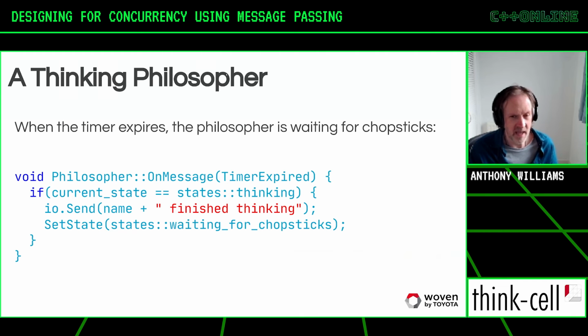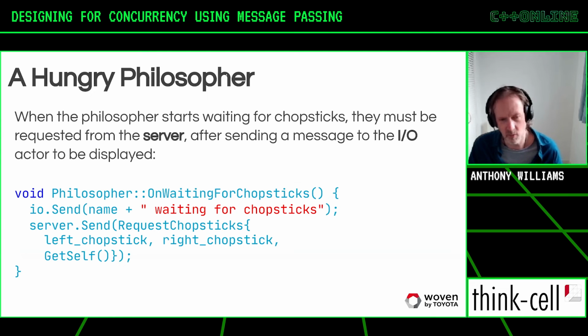And then when we get the timer expired message, well, we only have one sort of timer expired message, so we need to check, are we thinking? If we're thinking, then we need to respond to that by saying we're finished thinking, and we change to waiting for chopsticks. And if we're waiting for chopsticks, then we print some text, and then we send a request for some chopsticks to the server.